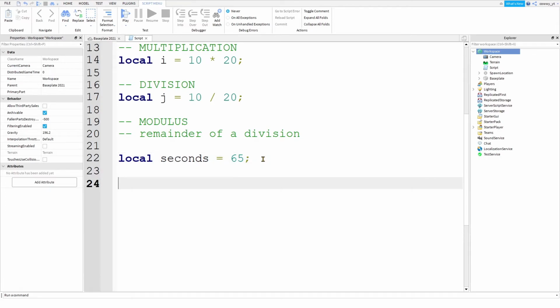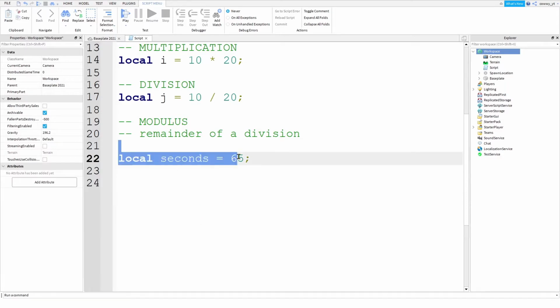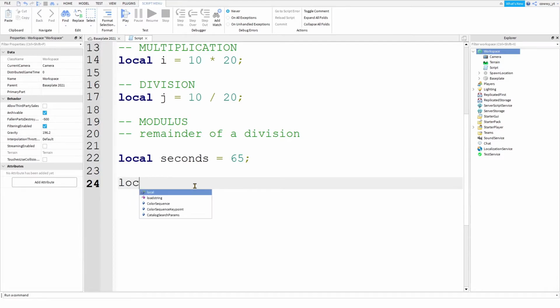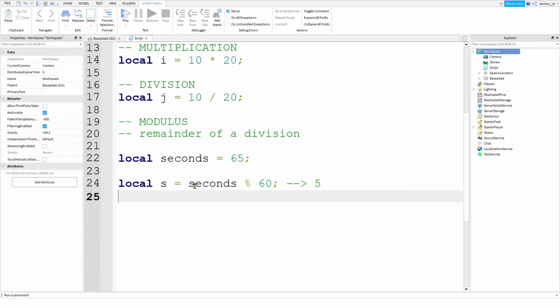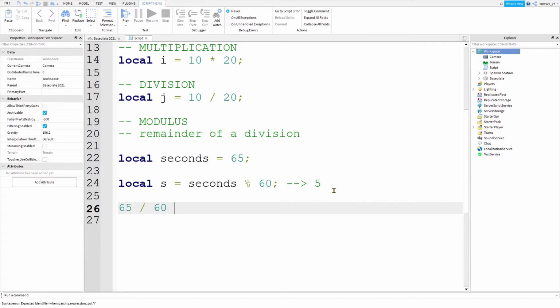In this situation, we want to use the modulus to convert seconds into minutes. So I have here local seconds equals 65. But I want to know how many seconds are left if I were to convert it to actual time, like 1 minute and 5 seconds. The 5 seconds is what I'm interested in. So if I want the seconds only, I will write something like this: local S equals seconds percentage 60. The percentage sign is called the modulus. If I were to print this out, you'll notice that S is 5, because 65 divided by 60 is equal to 1 with the remainder of 5. That'll give us 1 minute and 5 seconds.